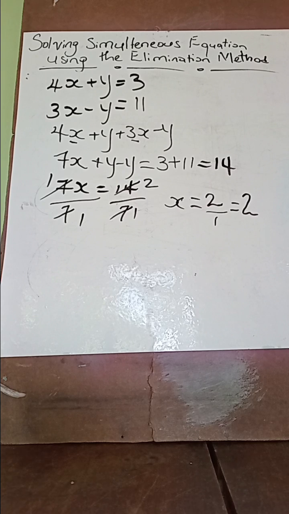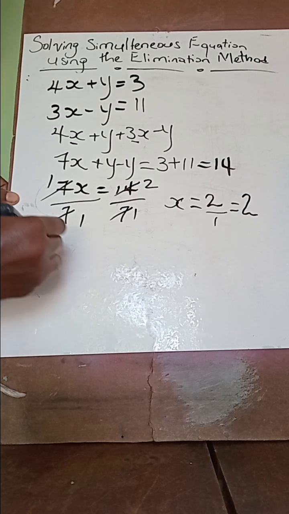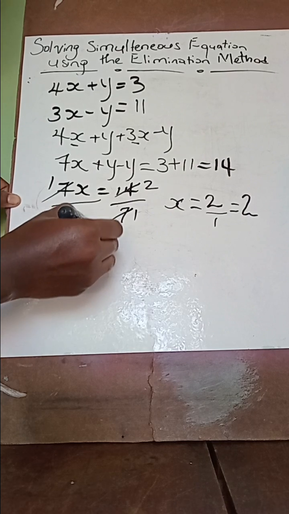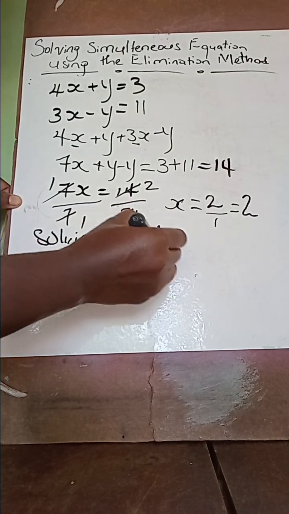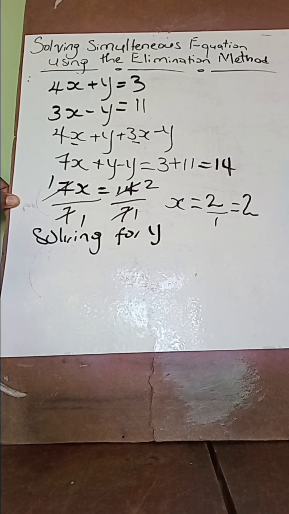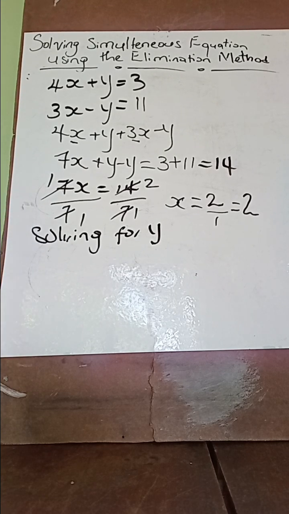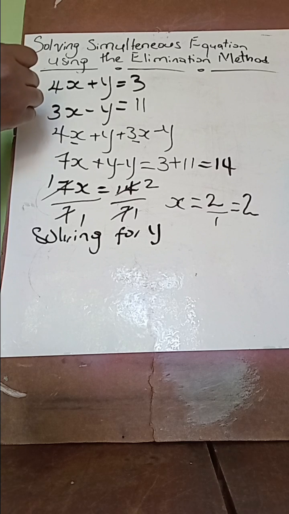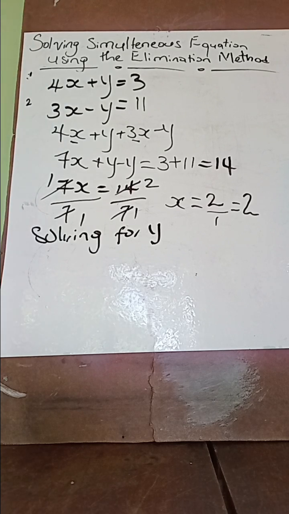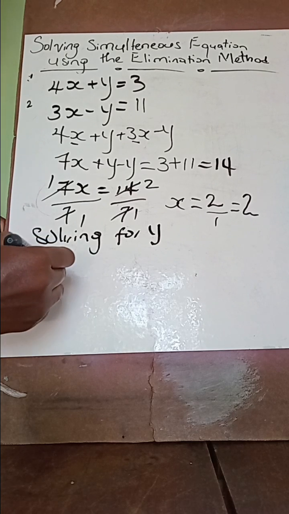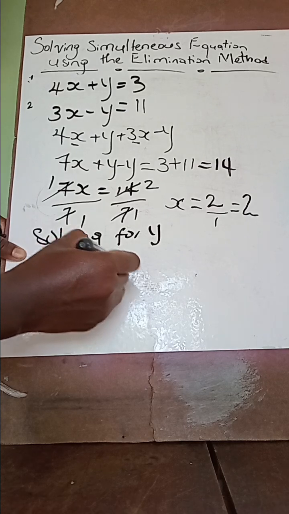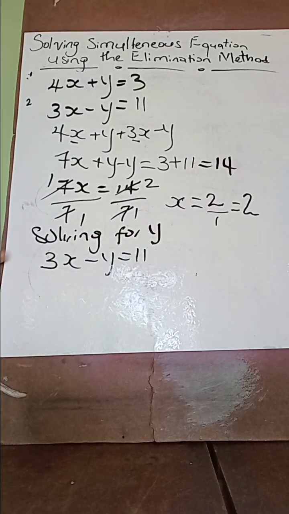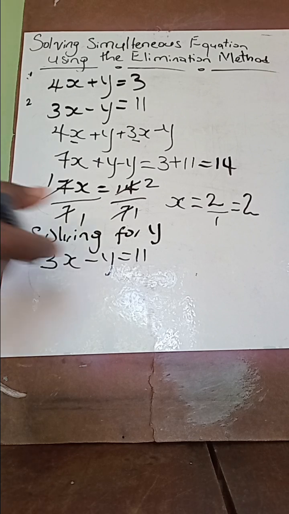So now we're going to try to solve for y, the y value, right? And we already know the x value. So now we can use any of these equations to solve for the y value, either equation 1 or 2. So I'm going to use equation 2, right? So 3x minus y equals 11. 3x minus y equals 11.